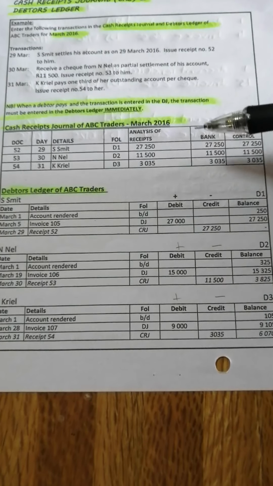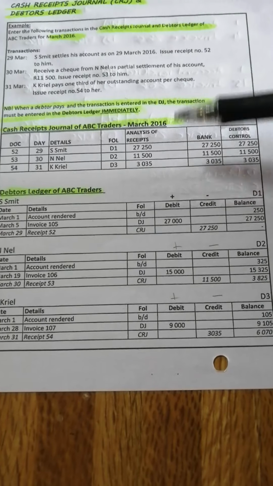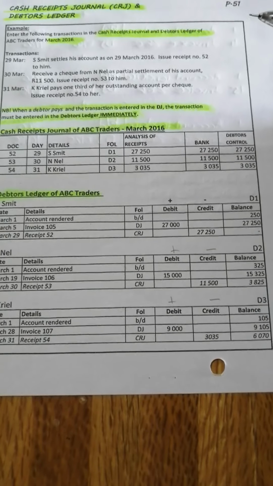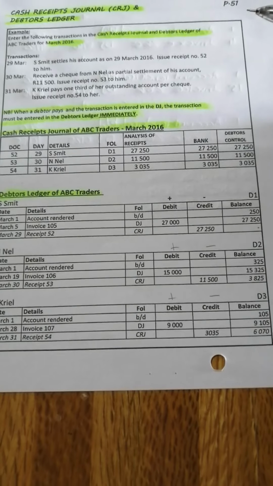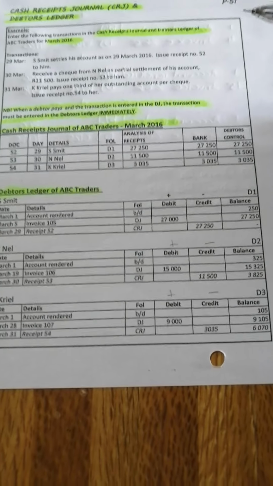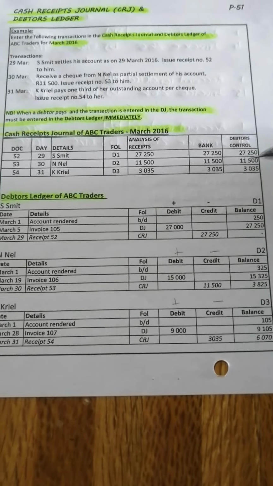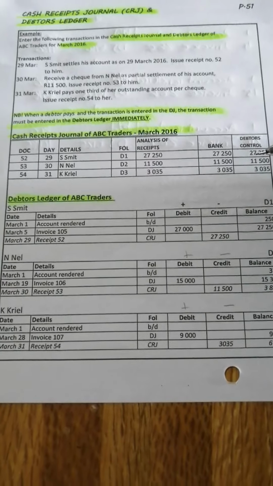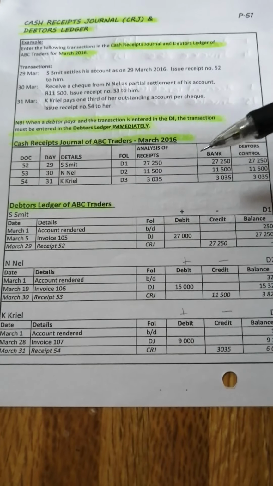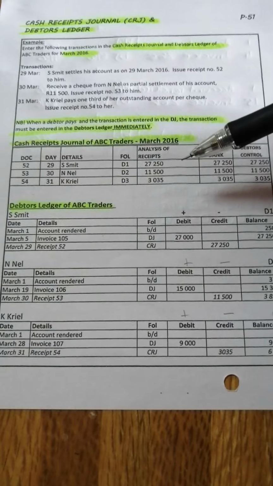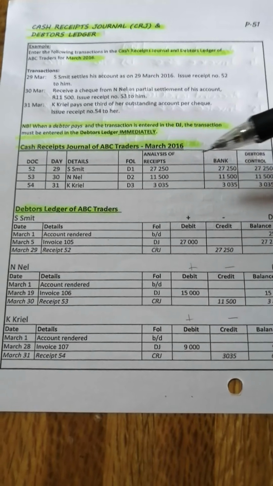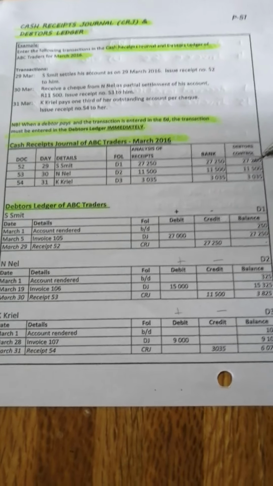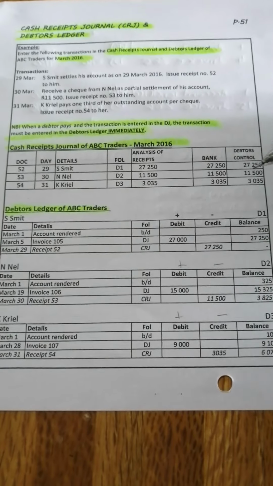That means his debt will decrease because he's paid his debt. So if you look in your cash receipt journal at the transactions, let's look at day 29. S. Smith settles his account as on 29 March 2016. Issue receipt number 52 to him. Okay, so S. Smith, you're going to look at the previous example. In the previous video, you would have seen in the debtors list that he owed us 27,250. So if he has to settle his account, you're going to enter it in bank because you receive money, and you're going to enter it in debtors control because he's paying his debt.